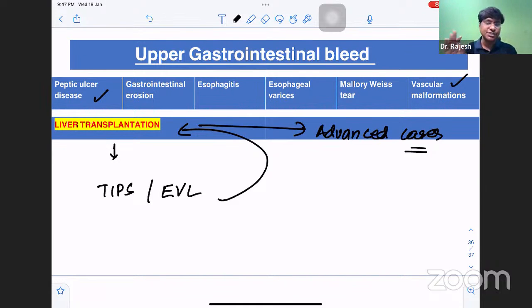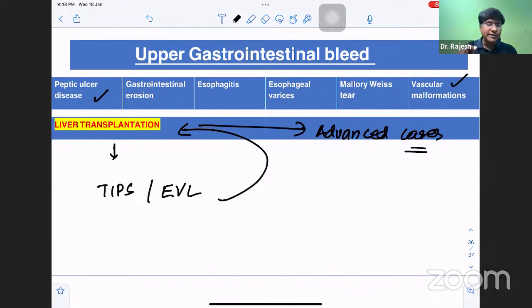So initial stabilization should be done with IV fluids, either normal saline or Ringer lactate, or blood transfusion. And whenever I am giving blood transfusion, my target hemoglobin should be more than 7. And even though hemoglobin is normal, if there is massive upper GI bleed, I will be giving blood transfusion. When will I give platelets? When the platelet count is less than 50 and the patient is actively bleeding, I will give platelet transfusion. Or if the patient has platelet dysfunction because of aspirin or clopidogrel therapy, then also I will give platelet transfusion.